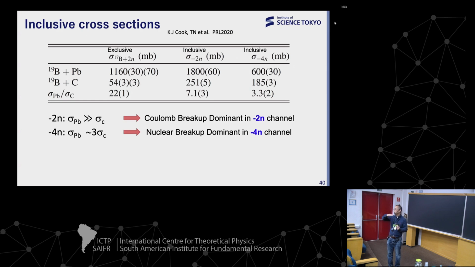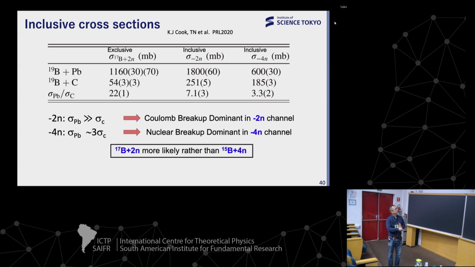The nuclear breakup on the carbon target versus the lead target, even if you assume the breakup cross-section for the lead target is basically nuclear breakup. So this means that for 4 neutrons, nuclear breakup is dominant, and for 2 neutron removal, Coulomb breakup is dominant. This already showed that actually boron-19 is more like boron-17 plus 2 neutrons, but not boron-15 plus 4 neutrons.